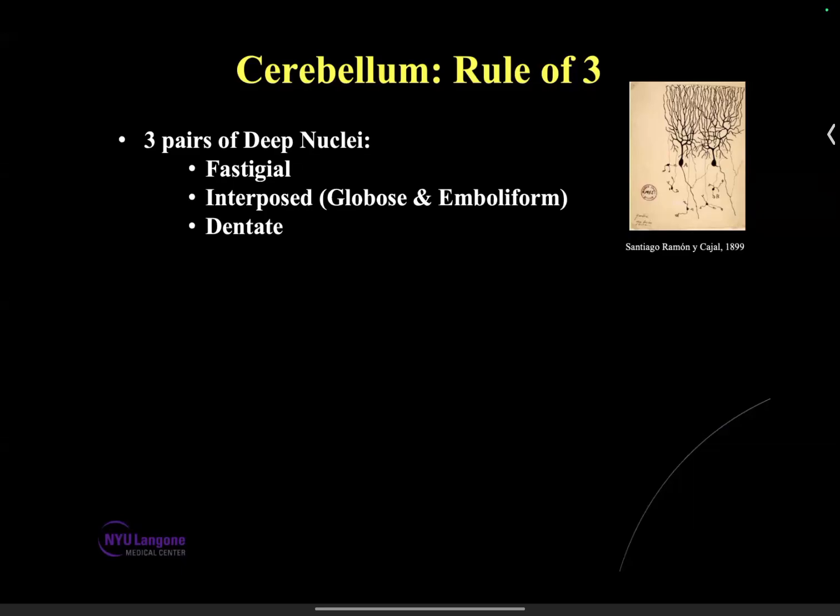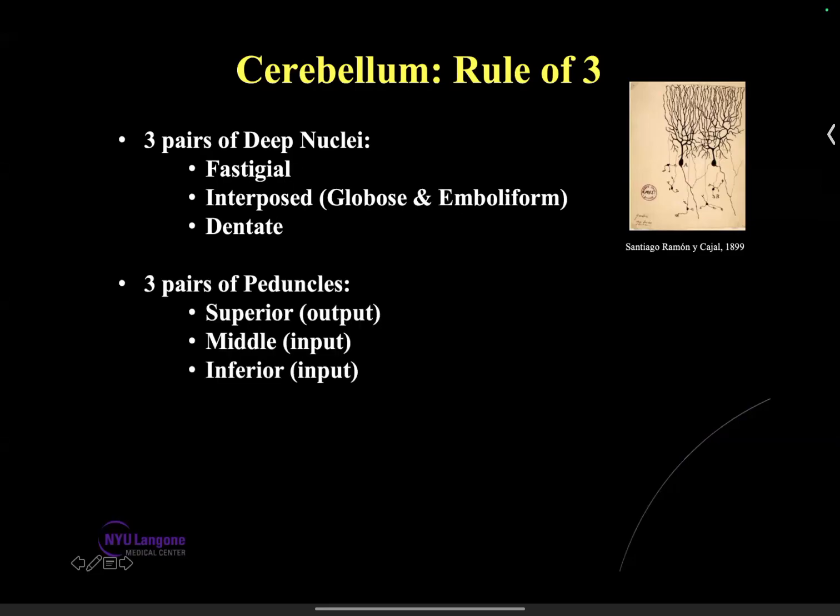There are three pairs of deep nuclei. We typically only talk about dentate. The other two are very small, and we'll talk a little bit about those. There are three pairs of peduncles. Most of us do know the cerebellar peduncles, which are either bringing information into the cerebellum, so they have the input, or the afferent fibers coming into the cerebellum. For example, the middle and the inferior peduncles are mostly afferent, and the superior cerebellar peduncle is mostly output or efferent fibers.